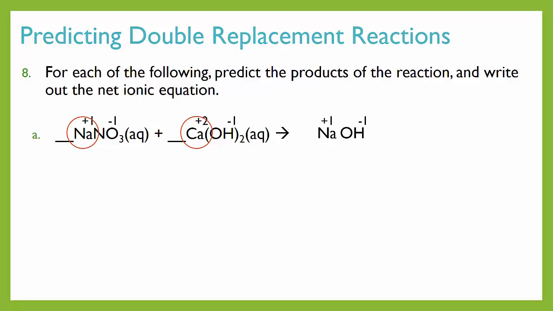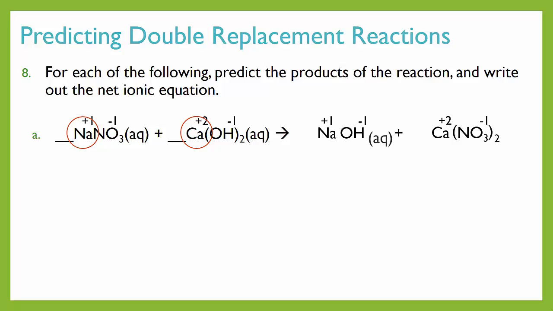Those charges work out. Now I'm going to have calcium with my nitrate. Calcium is +2, nitrate is -1. So in order for this to work, I need 2 nitrates. So at this point, I've predicted what my products are going to be.